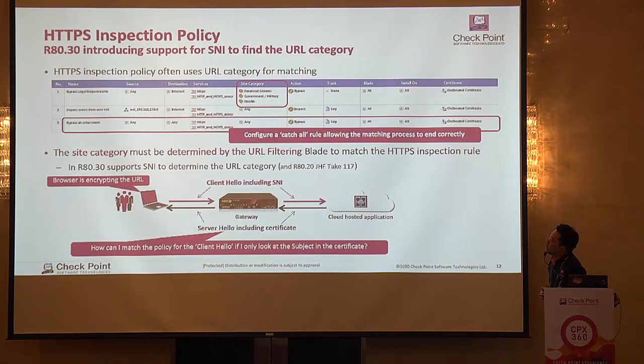So this is the policy. Let me recap: the policy at the top is bypassing the financial service, health, and government categories, because some regions require it. But again, we recommend you set up the catch-all rule. It depends on whether you want to bypass all the traffic or inspect all the traffic, but please set it in the policy at the bottom.